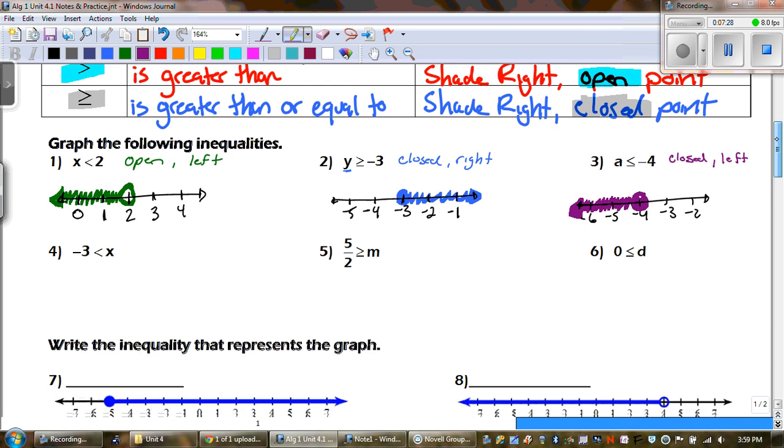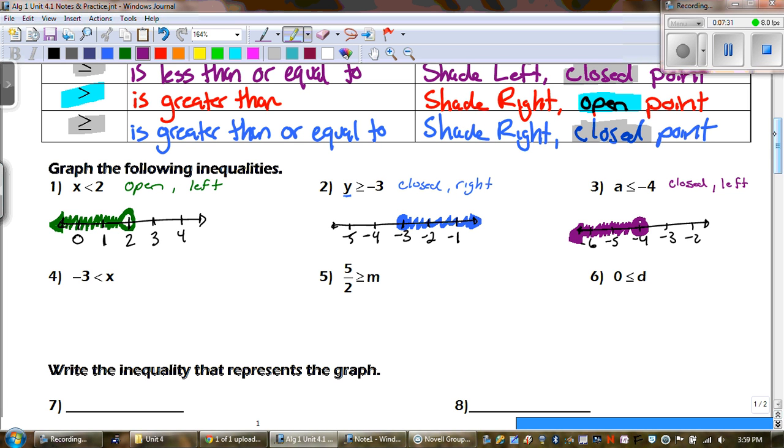Let's scroll on down. Now, number 4. Well, number 4, where's my variable? The variable's on the right. I don't want that. I want my variable on the left. Okay, so what we're going to do is we're going to rewrite it, and x, so we have x and -3. Okay, so this is where we're rewriting it.